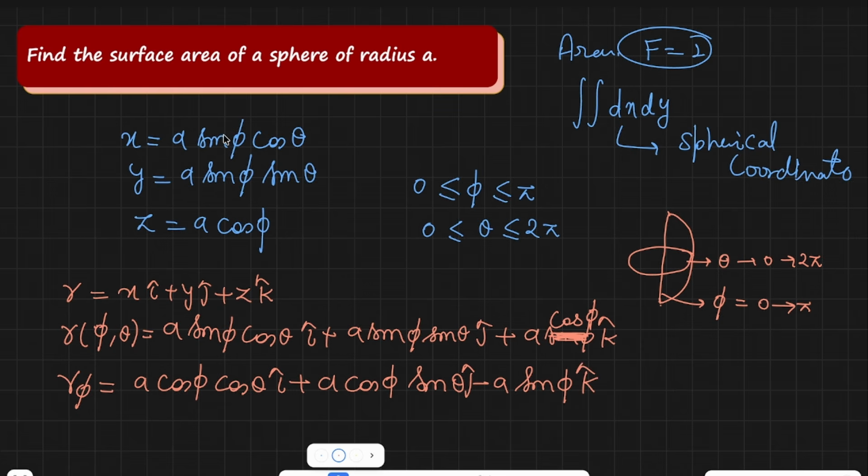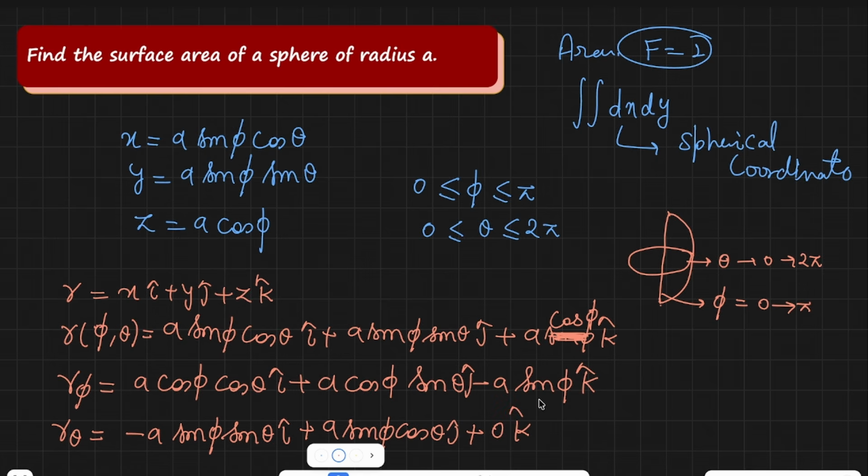See, it is something related to the polar coordinate system again. In x it is cos theta, in y it is sin theta, and in z it will be cos phi. Now the derivative with respect to theta is going to be minus a sin phi sin theta i cap, because the derivative of cos theta is minus sin theta. Then it will be a sin phi cos theta j cap. Because there is no theta in the k term, it will be 0 k cap.